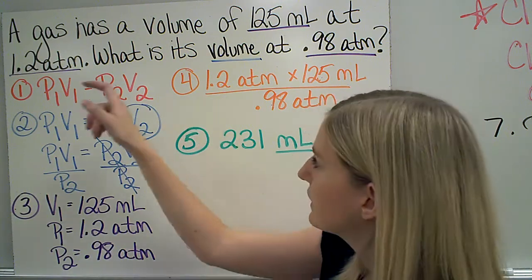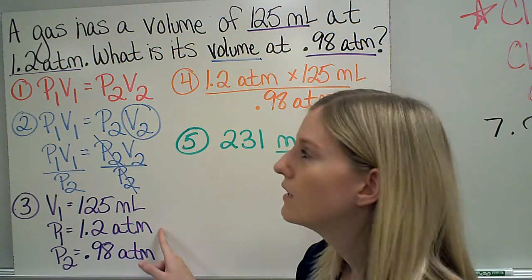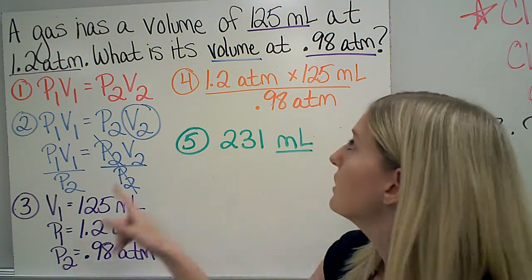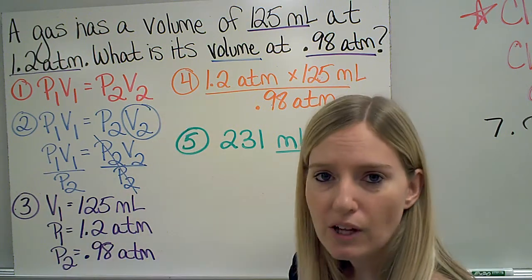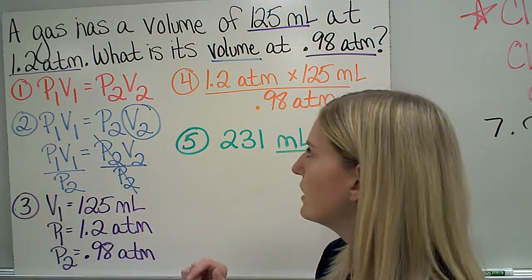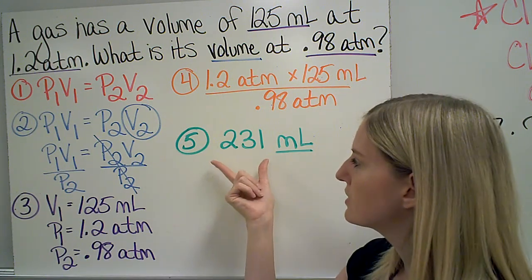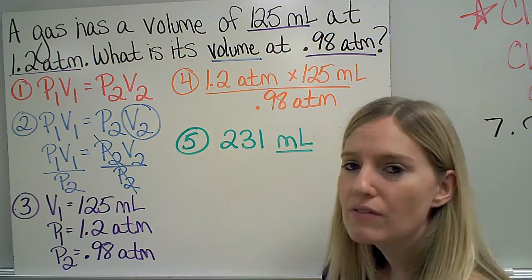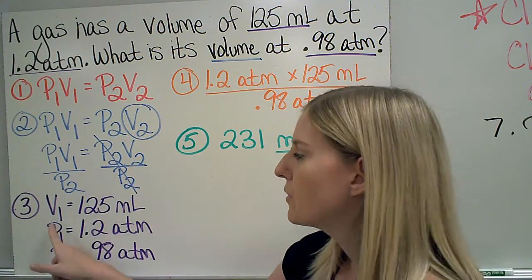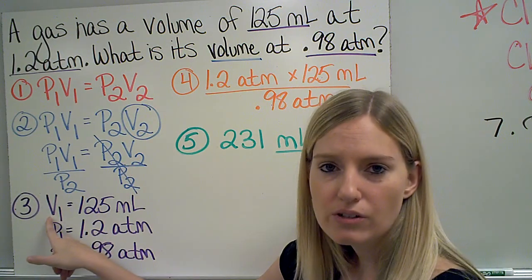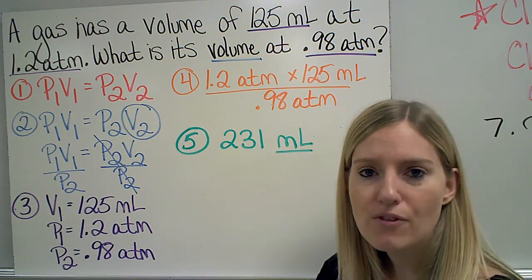The pressure at the beginning of the scenario is 1.2 atmospheres, so that's my P1. The pressure I'm changing it to is 0.98 atm. Fourth, I'm going to plug those numbers into the equation I came up with here. And fifth, I just put that into my calculator, which tells me is 231. I have to have the correct unit as well. So I know that I'm trying to figure out volume. So all I have to do is look at what unit we used for volume at the beginning. We used milliliters, so that's the unit we would have for our answer.